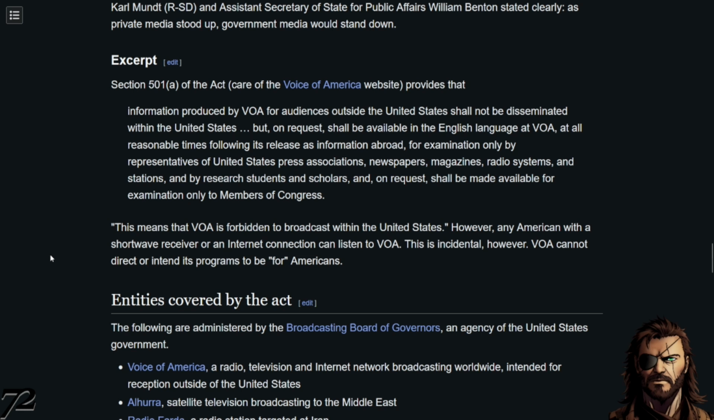That means that VOA is forbidden to broadcast within the United States. However, any American with a shortwave receiver or an internet connection can listen to VOA. This is incidental, however. VOA cannot direct or intend its propaganda to be for Americans.